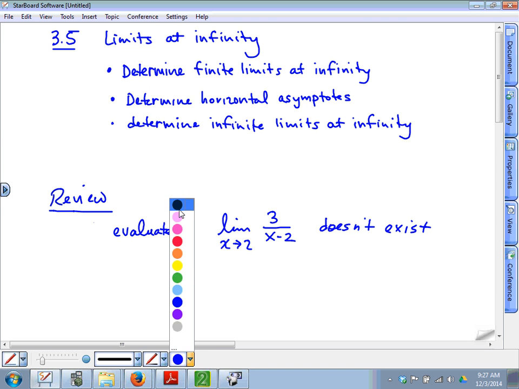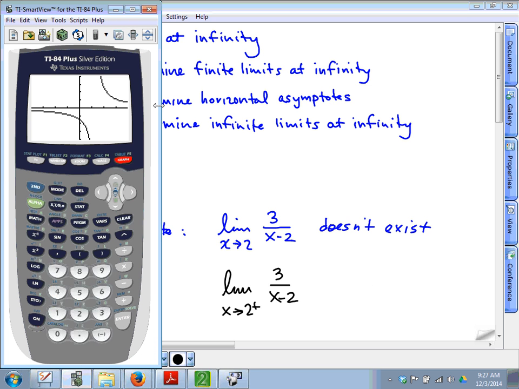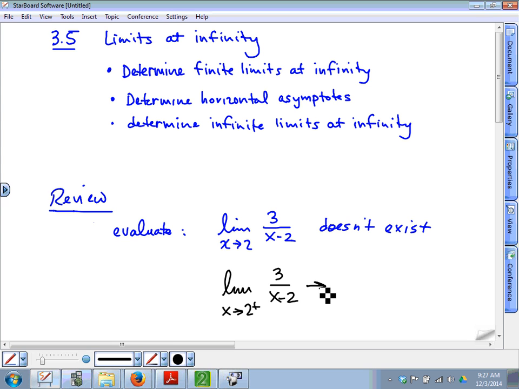What if I change the problem to this? Does this look familiar? It's a one-sided limit coming from the right side. So if we take a look at the graph again, coming from the right side, approaching 2, infinity. This limit exists, right? And what is it? Positive infinity. Had we approached 2 from the left side, the limit would have been negative infinity.